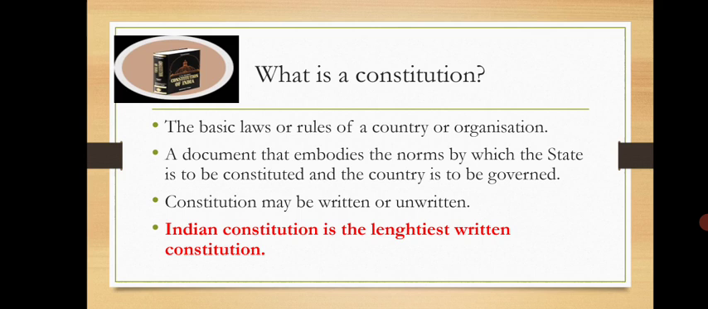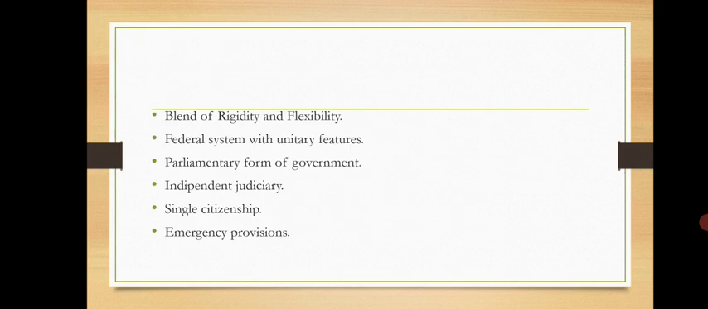The American Constitution is the oldest written constitution and the shortest written constitution, whereas the Indian Constitution is the lengthiest written constitution. Is that clear? Then what are the features or the peculiarities of the Indian Constitution? The first thing is that it is a blend of rigidity and flexibility. You might have doubts about what is rigid and what is flexible.